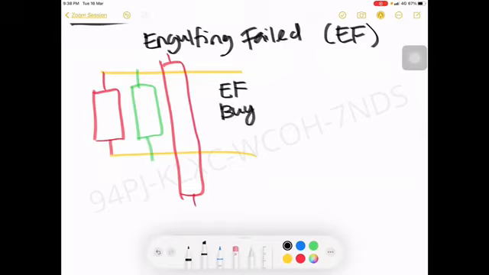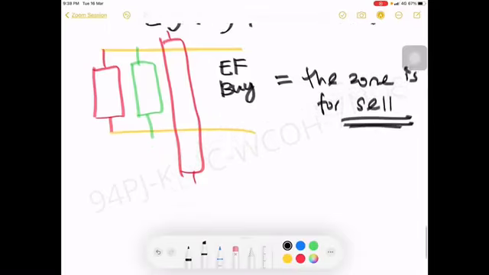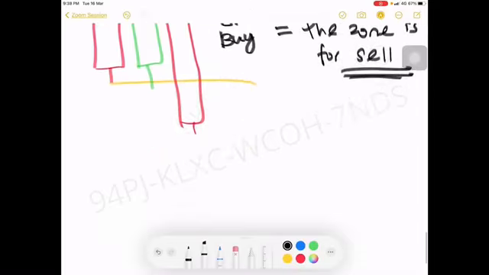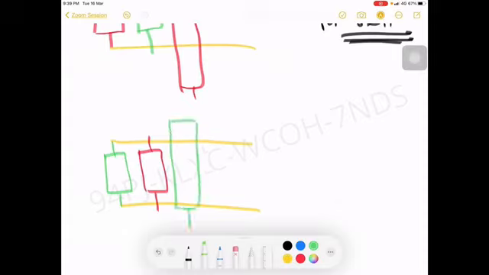Okay, buy means that the zone is for sell. Yes. All right. So then you have another one, which is going to look like this. Okay, so this zone is actually for, okay, this is engulfing sell, right? So this place is actually for sell, but the price broke upward. So this is going to be EF.